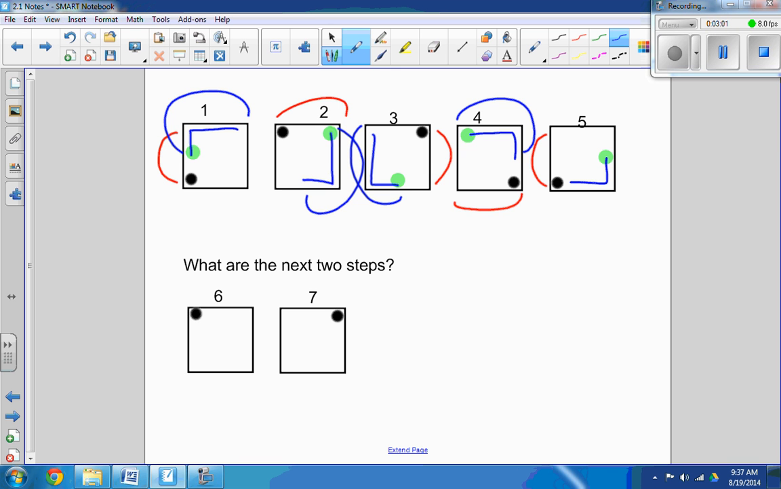So it looks like it should go here with the green dot. Then I'll take another step and a half and there. So that's what steps 6 and 7, following the pattern of the first 5 steps, should look like.